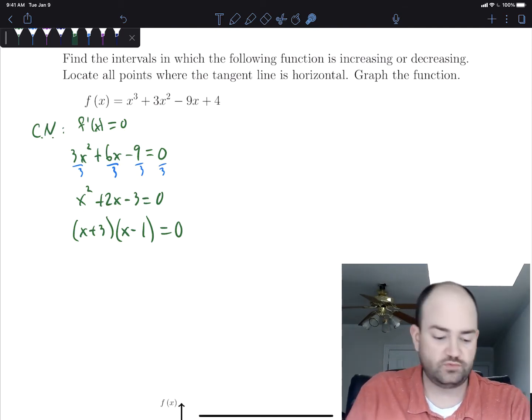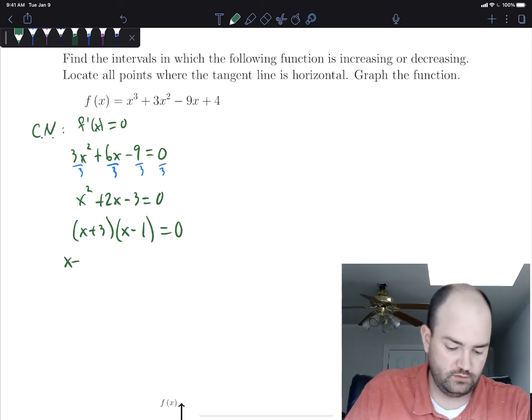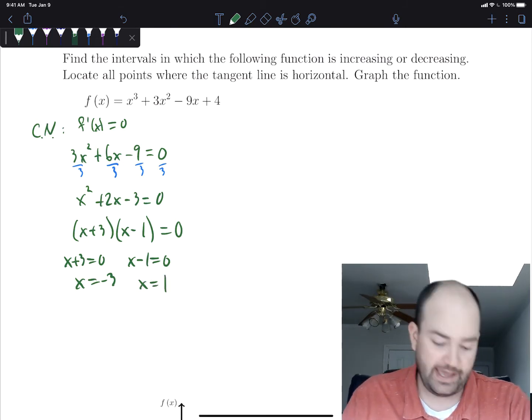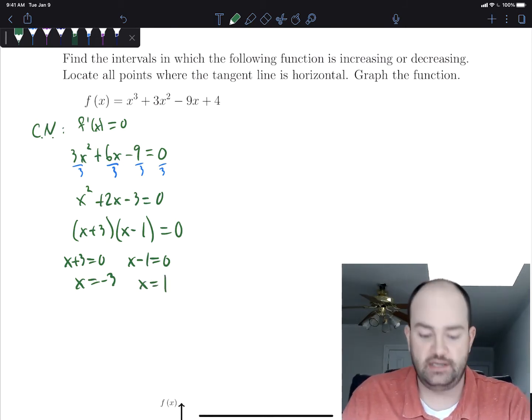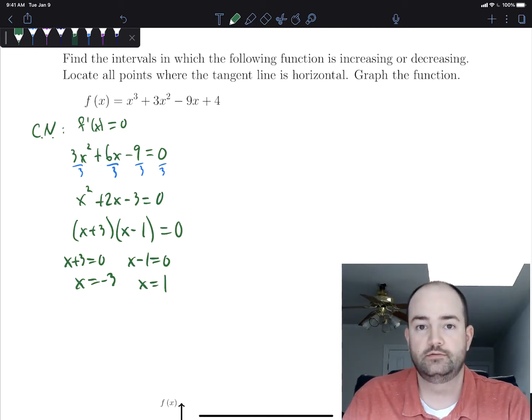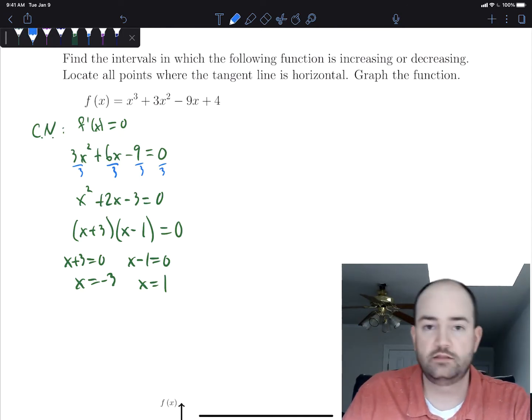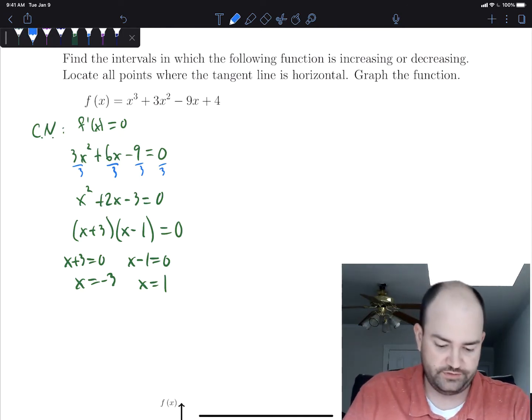And then just set each one of those factors equal to 0, which gives us x plus 3 equal to 0 and x minus 1 equal to 0. Of course, solving just means we subtract 3 and then add 1, so x equals negative 3 and x equals 1. So there you go. Those are the critical numbers. That's the first step: find the critical numbers.